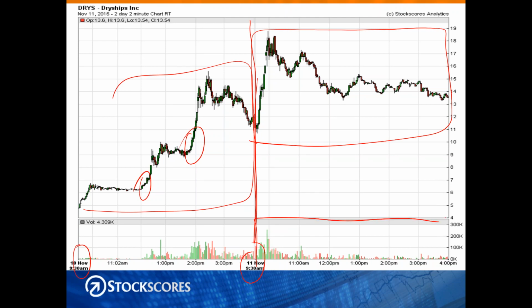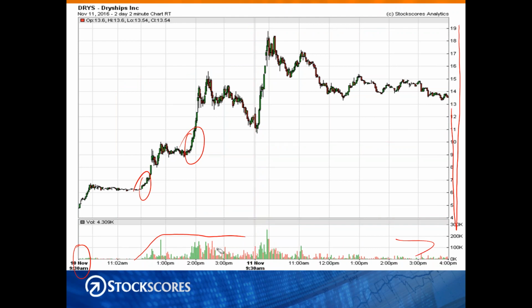On the bottom here, you have volume, and you can see an increase in volume and then even more of an increase in volume. Along the vertical axis, you have price, and you have time going this way. This particular chart is a 2-minute, 2-day chart, and you can tell that by looking up in the top left. It says 2-day, 2-minute chart.